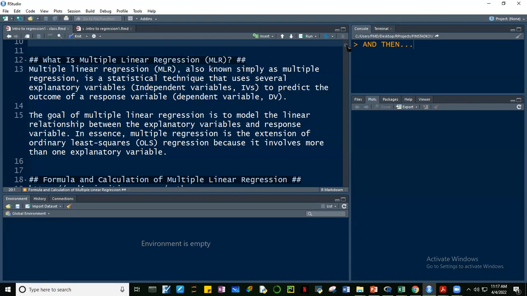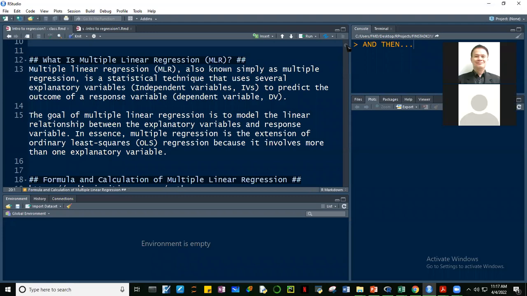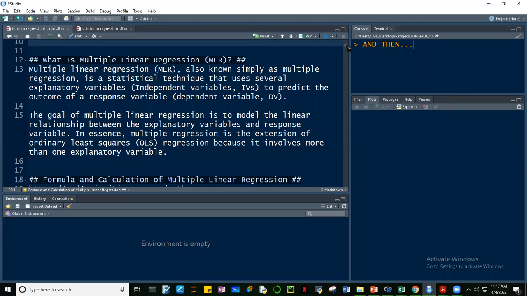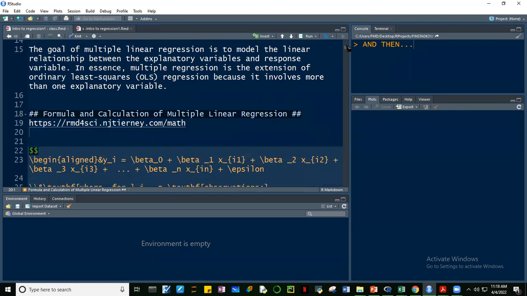Pag simple regression, madali lang kasi line lang yun. Pero pag multiple regression, it's already a plane, P-L-A-N-E. So medyo mahirap makita visually yung plane na yun. So that's why we will have to rely on other measures in order to see if indeed this is the optimal solution, pinaka-best na regression equation.